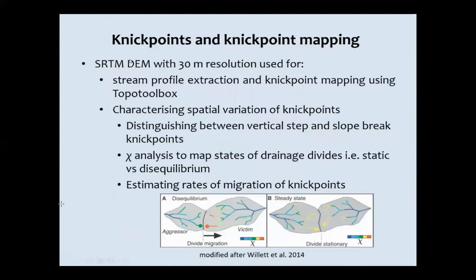So for this work, we used a digital elevation model from SRTM with 30-meter resolution for river profile extraction and identifying breaks in the river profile, which we described as knickpoints, using the TopoToolbox in MATLAB. We also used MATLAB to produce chi plots, which we use to describe the states of drainage divides, that is, to describe whether the drainage divides are in disequilibrium or in equilibrium. And we also use the same chi maps to estimate the rates of migration and therefore make a tentative estimate of the age of the evolution of the Middle Shire Basin.